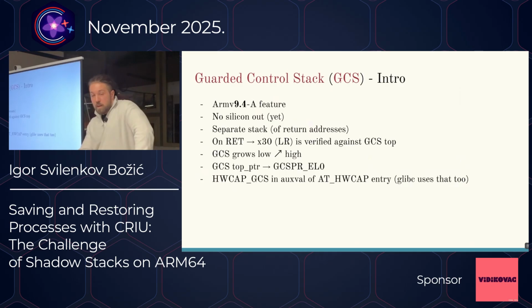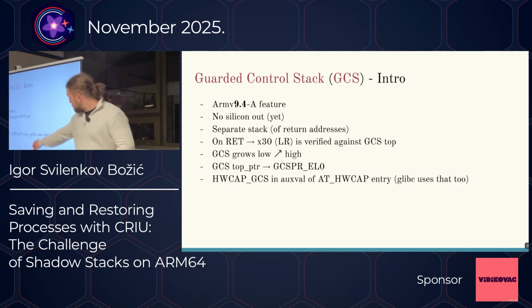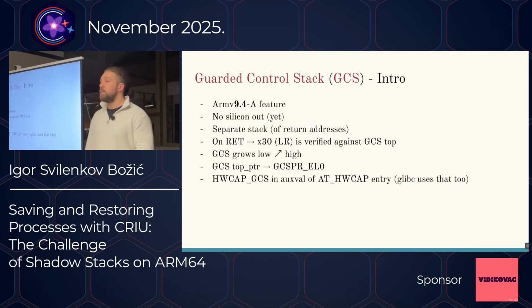And there is a special register called GCSPR_EL0, which stands for guarded control stack pointer, exception level 0 on ARM, that points to the top of this guarded stack, so to call it. And you can find out if your hardware supports this by querying the auxiliary vector on Linux using getauxval. glibc uses the same method to check if your hardware supports GCS, but it doesn't use getauxval because it provides getauxval, it uses something else.